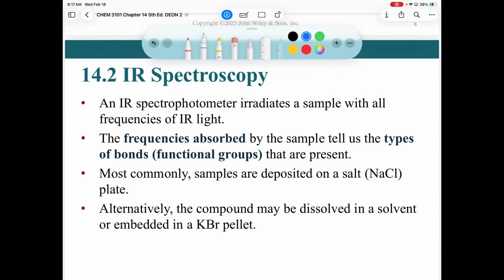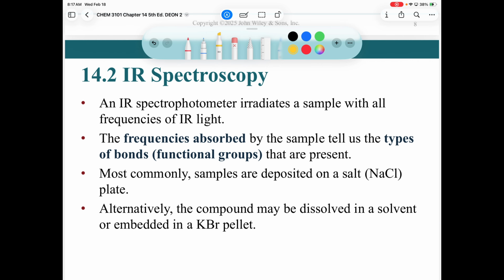But the frequencies absorbed by the sample, what does it tell us? It tells us about the different kinds of bonds. Why? Because different bonds take different amounts of what? Energy to get them to stretch. Is light a form of energy? Yes. So we plot the amount of energy, the wavelength, which is required, and we see where the absorbances are, and that can give us information about the types of bonds that we have in our molecule.